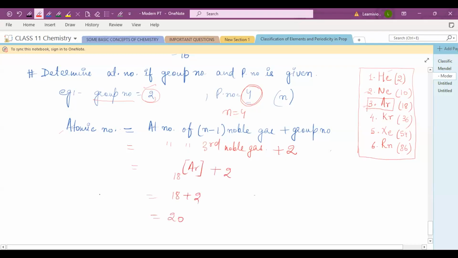So if the group number is 2 and the period number is 4, the atomic number is 20. That's how we determine the atomic number when the period number and group number are given. Clear, Neha and Simra? Yes, ma'am.